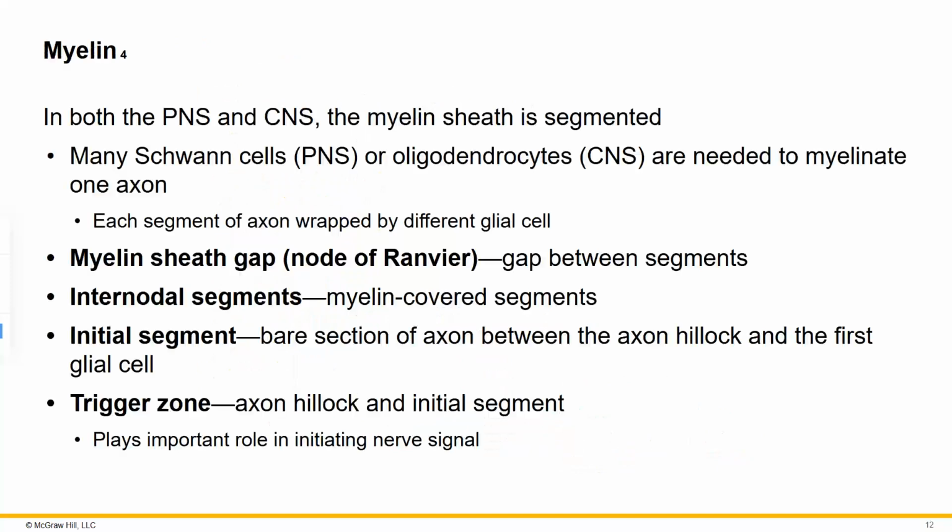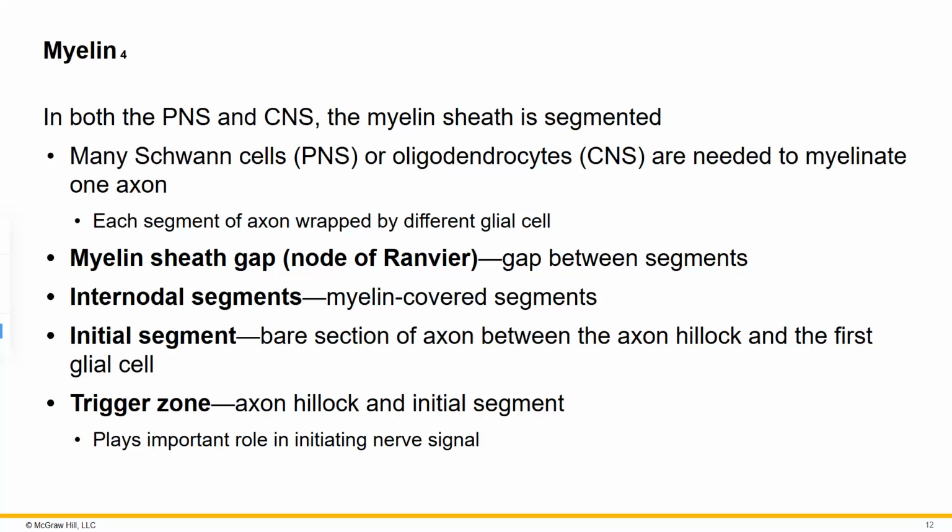So myelin in both the peripheral nervous system and central nervous system, the myelin sheath is segmented. Many Schwann cells for the peripheral nervous system or oligodendrocytes for the central nervous system are needed to myelinate the axon. Each segment of the axon is wrapped by a different glial cell. The myelin sheath gap, the node of Ranvier, is the gap between the segments.